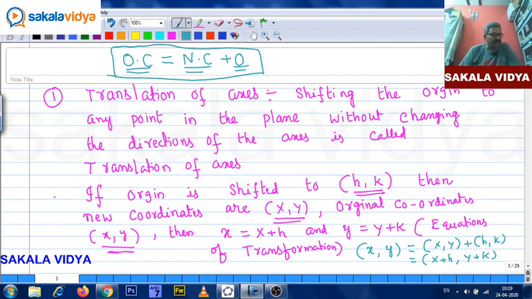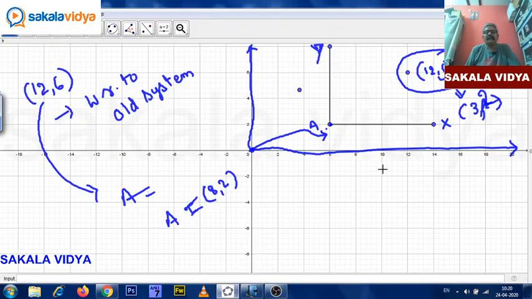So all of you remember once again, organic chemistry is not numerical chemistry, it has big origin. So OC is equal to NC plus O, you remember this one. Now let us come to this problem. What are the points here? 12, 6. And the origin is what point here? This is 8 comma 2.